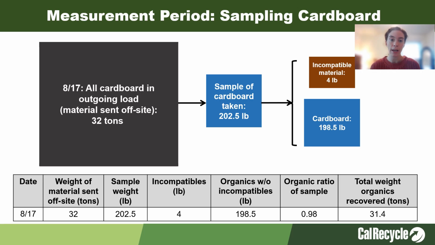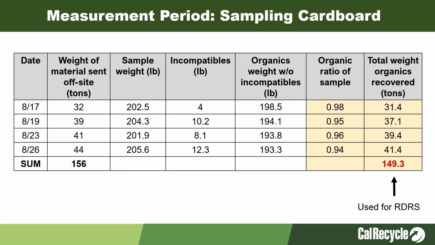Now we're going to apply this organic ratio from our sample to the total load of cardboard sent off site on the 17th. So we multiply the 32 tons of material by our 0.98. This gives us 31.4 tons. This is the total weight of cardboard recovered. Alternatively, you can think about it as the total weight of the incompatible materials is 0.6 tons, 2% of those 32 tons sent off-site. So bales of cardboard leave the facility 3 more times during the 10-day measurement period.